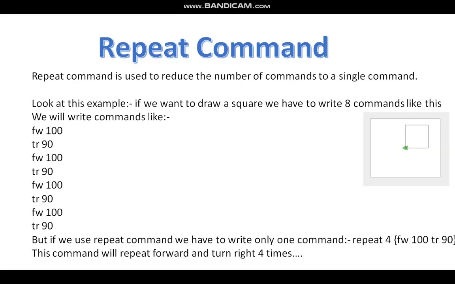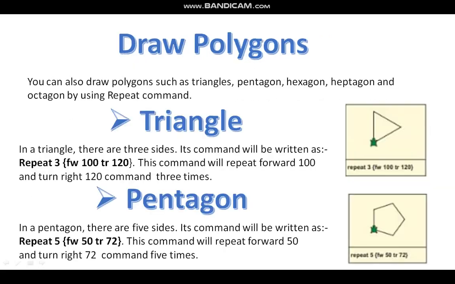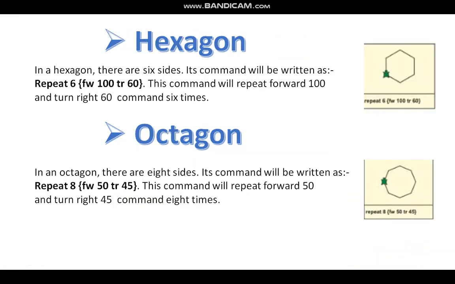In this, if we want to draw a square, we have to write these commands, but if we use the repeat command, we have to write only one command, that is repeat 4 forward 100 TR 90. The repeat command only repeats the forward 100 TR 90 commands 4 times because we write 4.